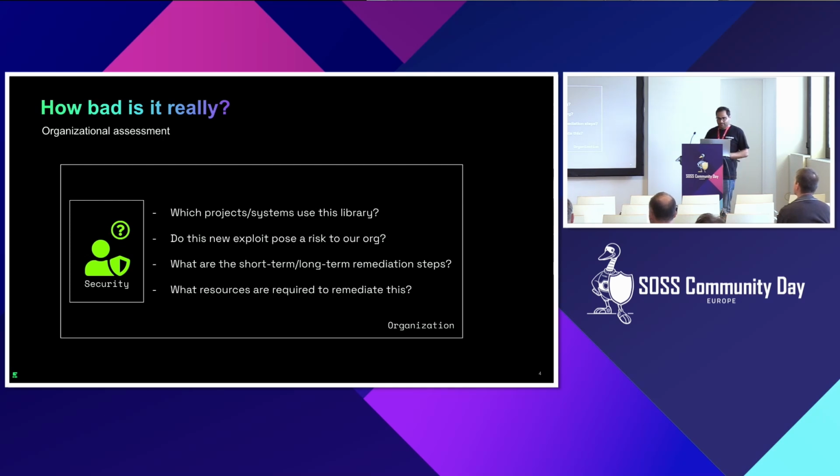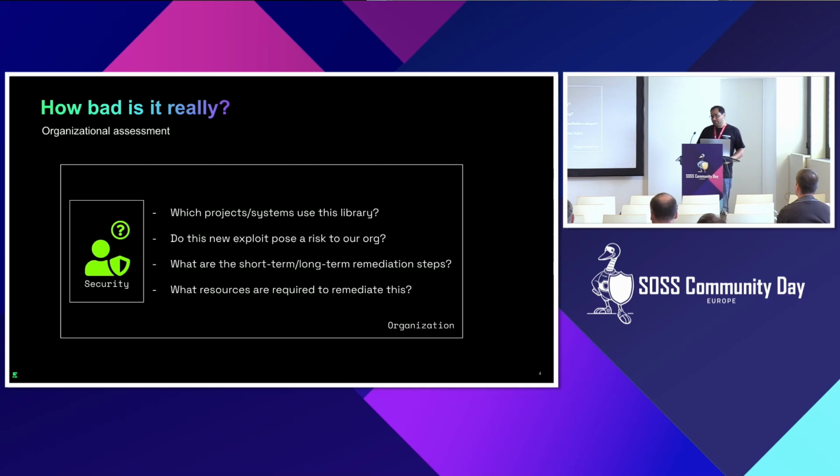And so like in the previous one I said, how bad is it really? I think one of the key questions you first have to ask if you're working around security in any organization is, are we actually using these projects or systems? Are we using this library in our projects or systems? Does this new exploit pose any risk to our organization?